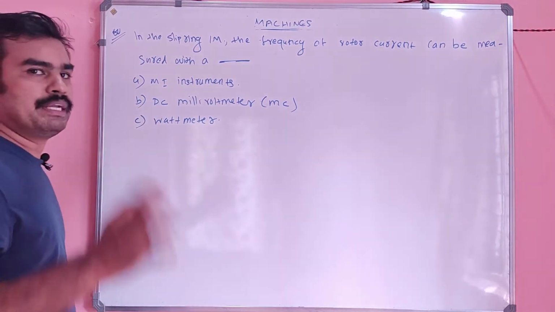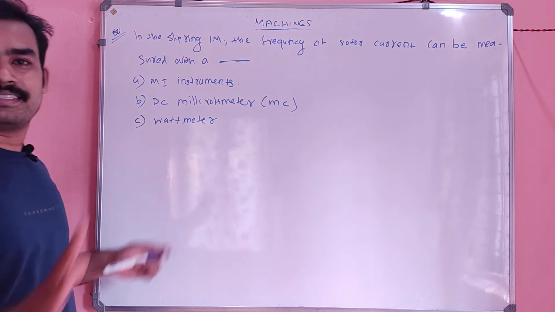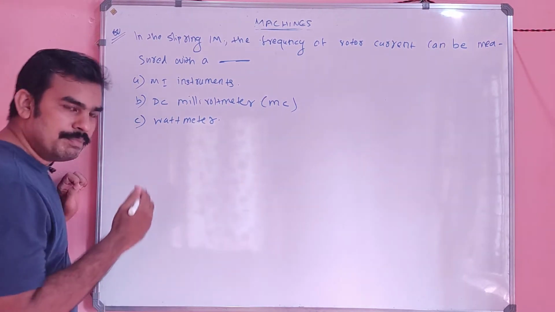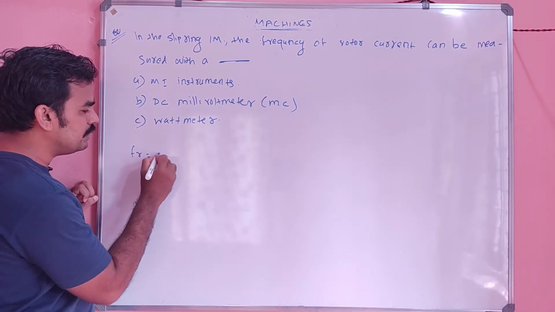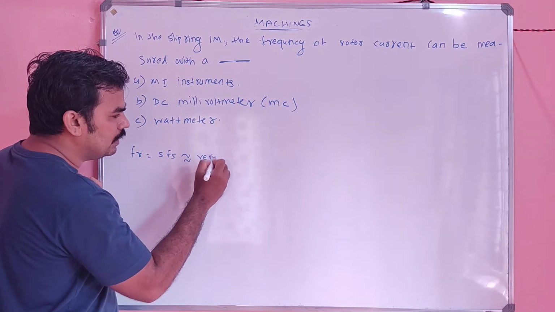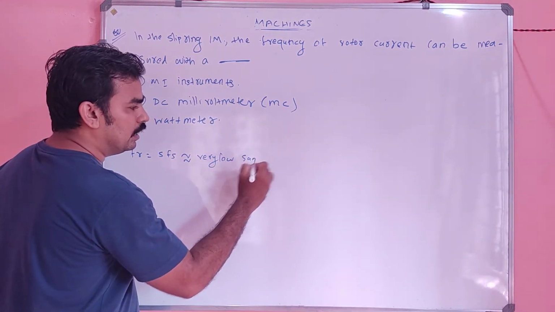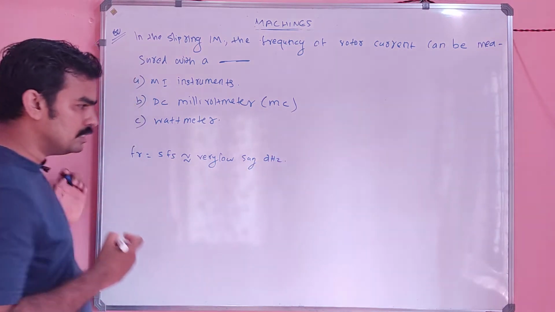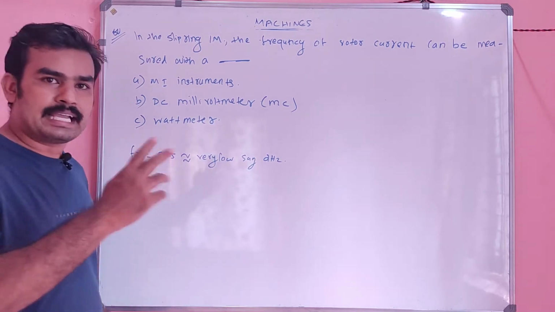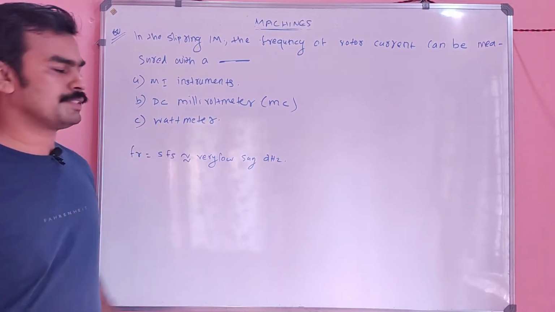So in such a slip ring induction motor, we connect some device in order to measure the frequency of the rotor. Normally the rotor frequency Fr is Fs times the slip, so it is very low frequency, say 2 hertz and all. What is the meaning of 2 hertz? Per second there are 2 oscillations.